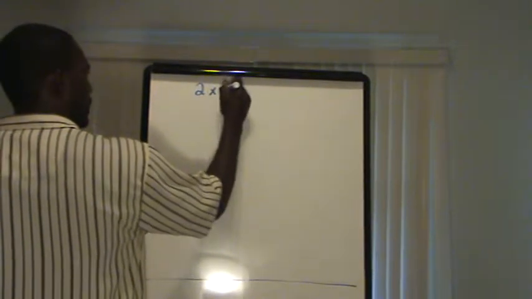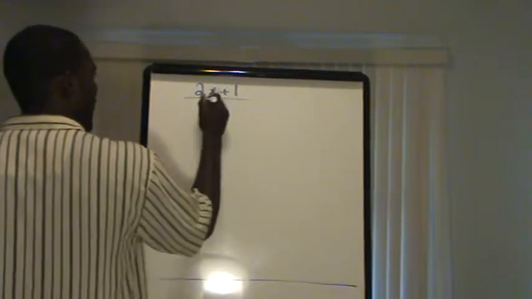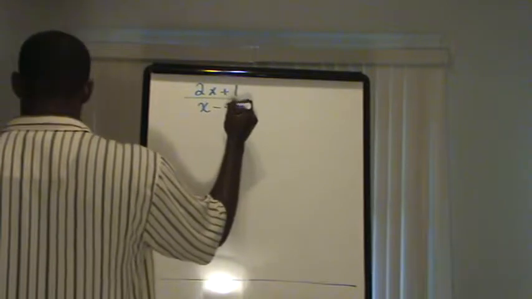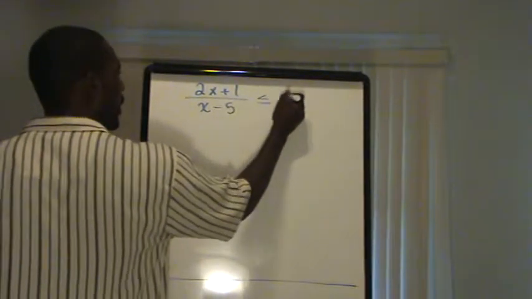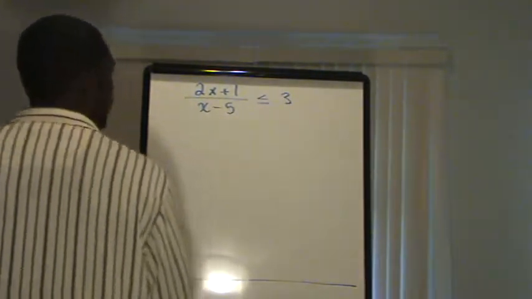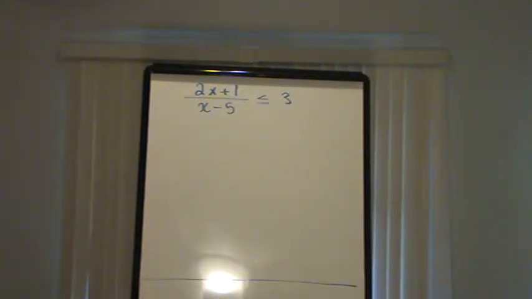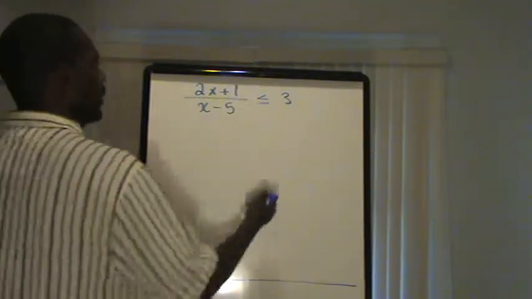Okay, my next example says (2x plus 1) divided by (x minus 5) is less than or equal to 3. So again, the technique is very similar.